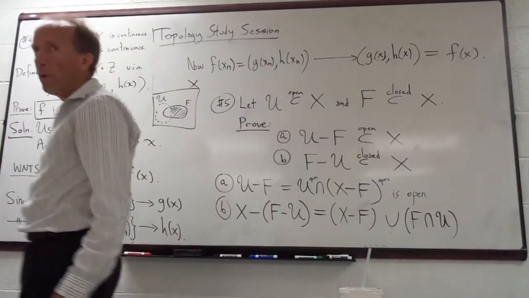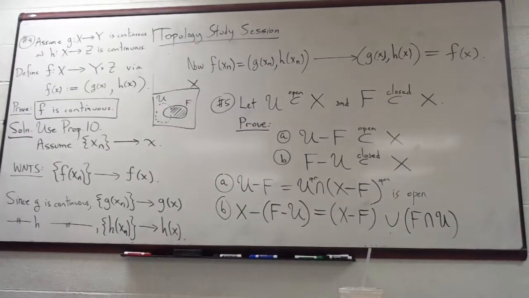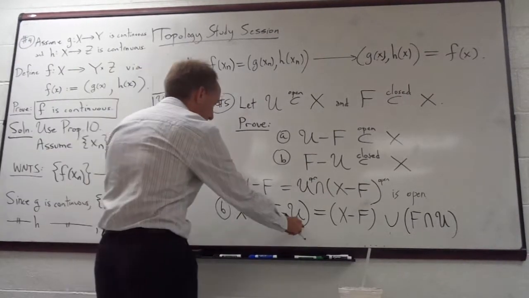That's going to be a problem though, because we're intersecting an open set with a closed set, so I don't know what to make of that. Can you just rewrite F minus U as this one? Oh, yes, this one. Yes.